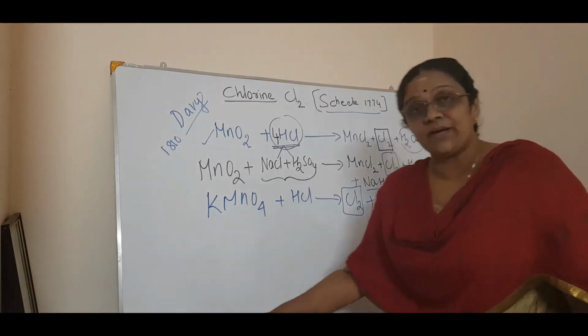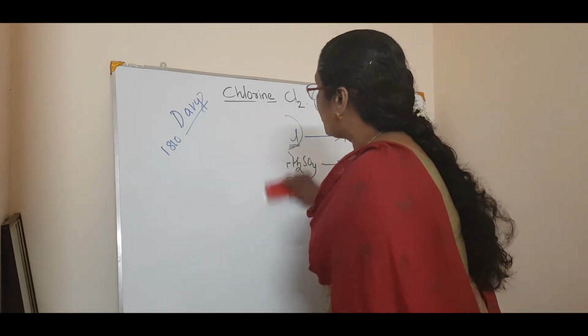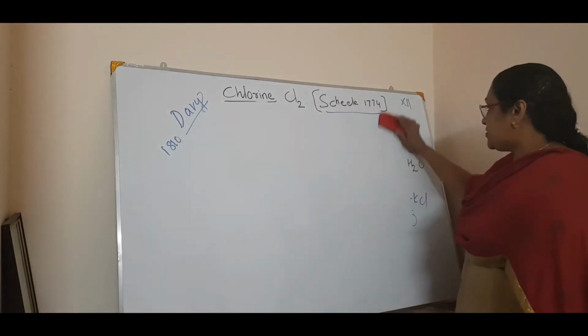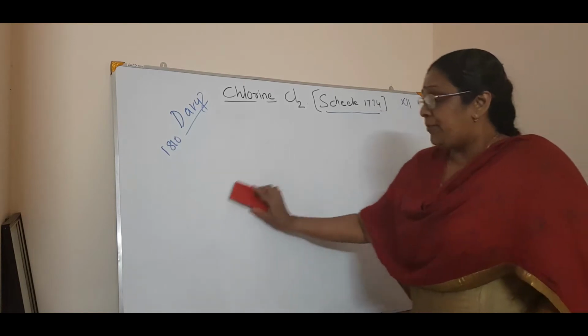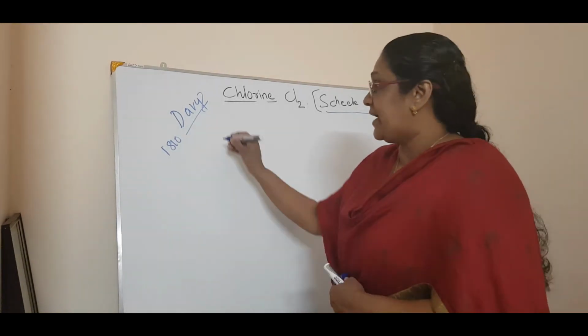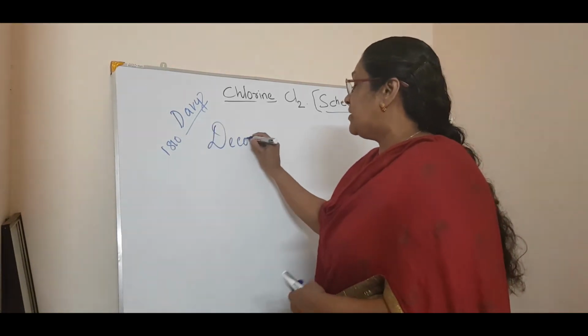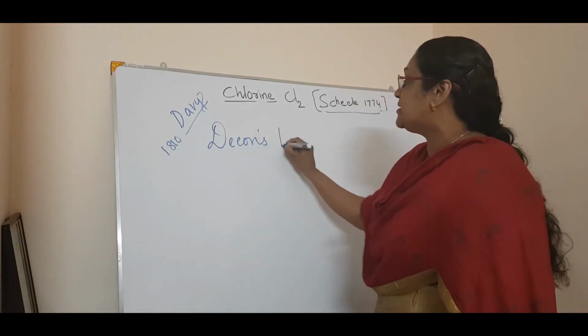Now, industrial preparation. When you talk about industrial preparation of chlorine, there is a named reaction which is called Deacon's process. How do we pronounce it? Deacon's process.